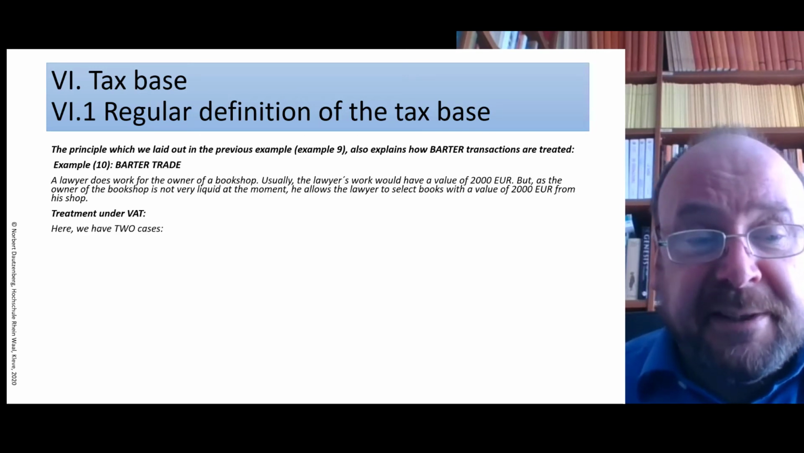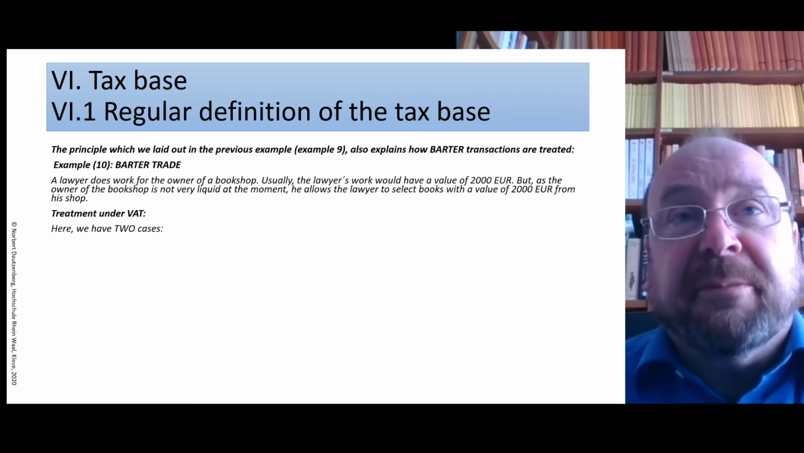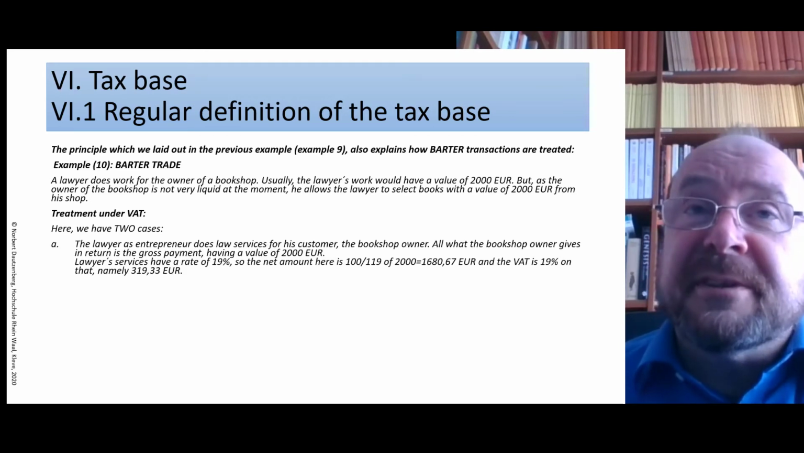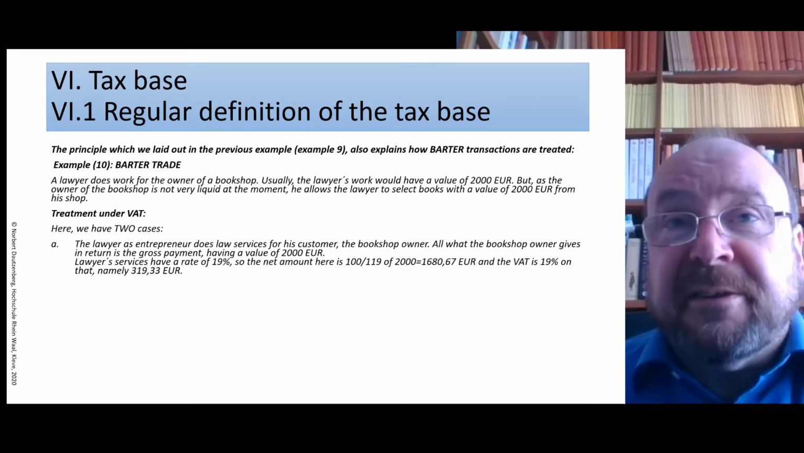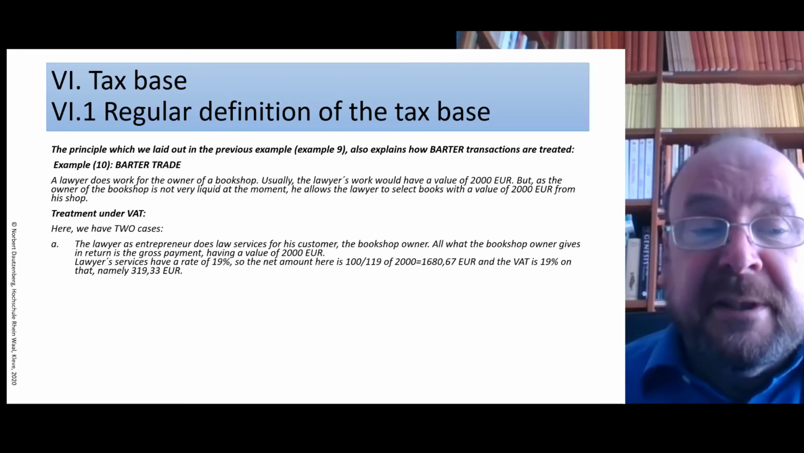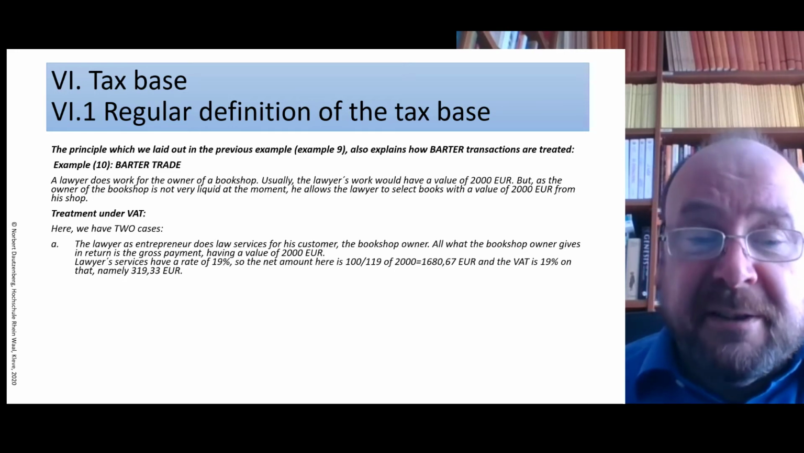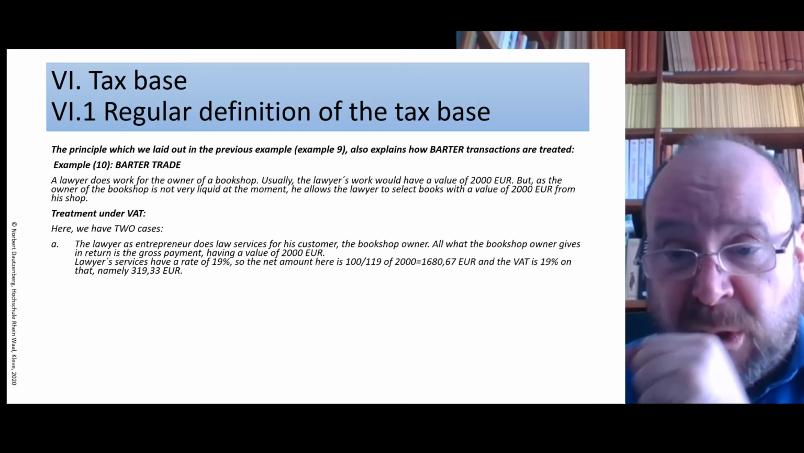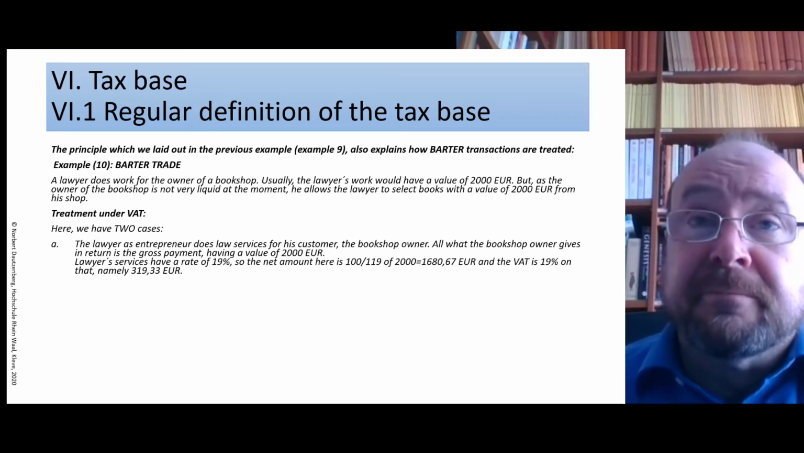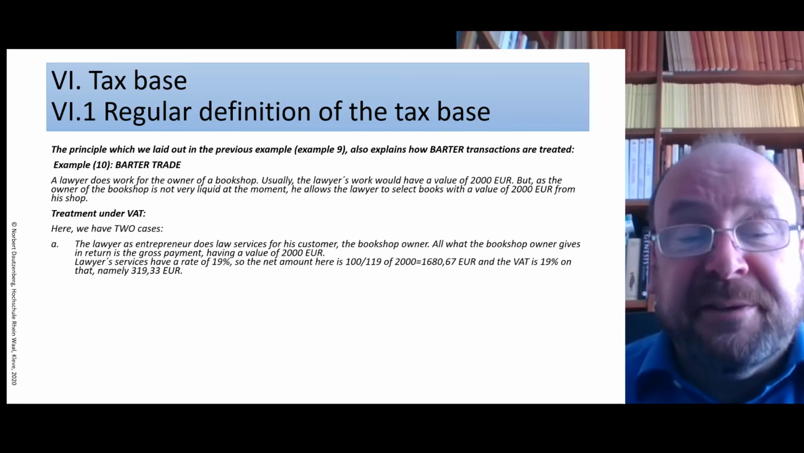Treatment under value-added tax. First, here we have two entrepreneurs and each of them does something. So we have the lawyer who gives a service within his enterprise for consideration, let's say in the inland, so it's a taxable service. Lawyers' services are taxed at 19%, so we have to think about that. All that our lawyer gets for the service is a gross amount of 2,000 in the form of books. So the 2,000 have to be treated as if they had been paid in cash.